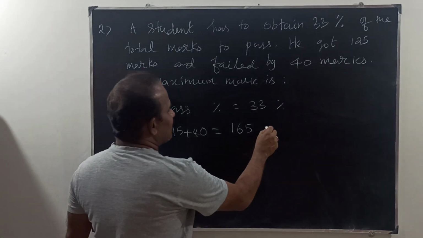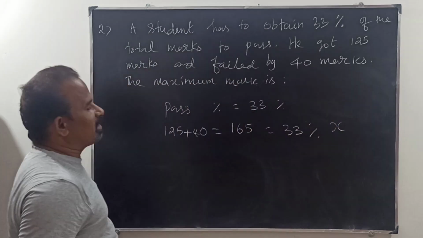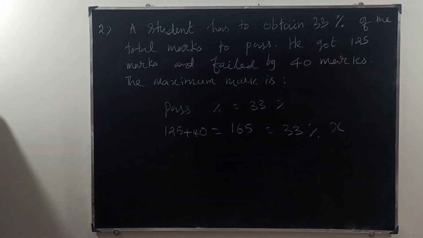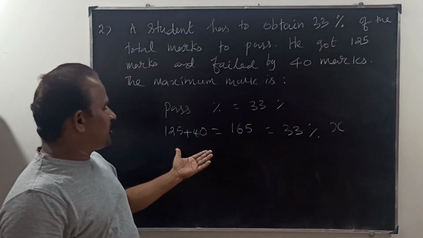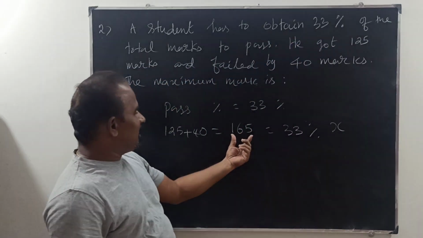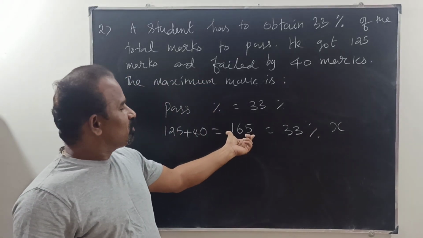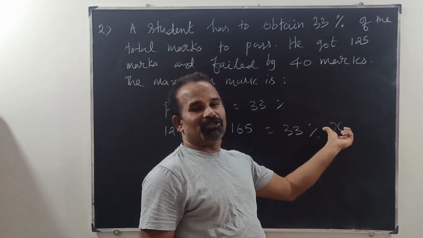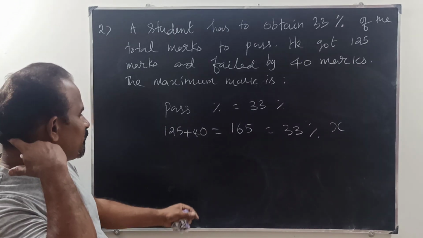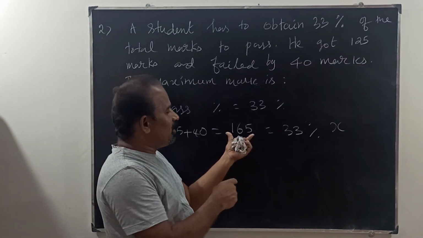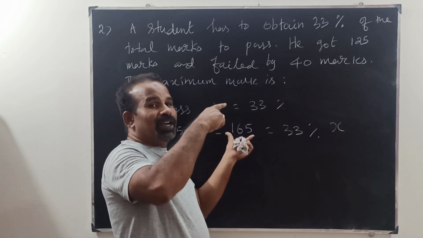So this is nothing but 33% of the maximum mark. The pass mark is nothing but 33%. So 33% of the total marks is 165. What will be the maximum marks? I am going to give another concept. This 165 is 33%, and we have to calculate the total mark.